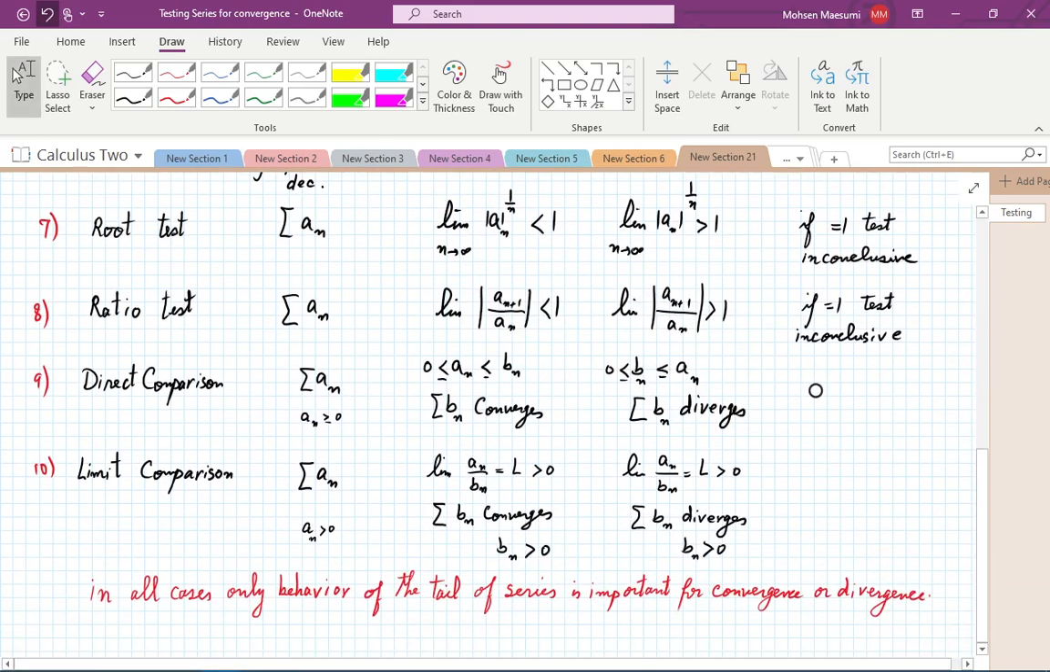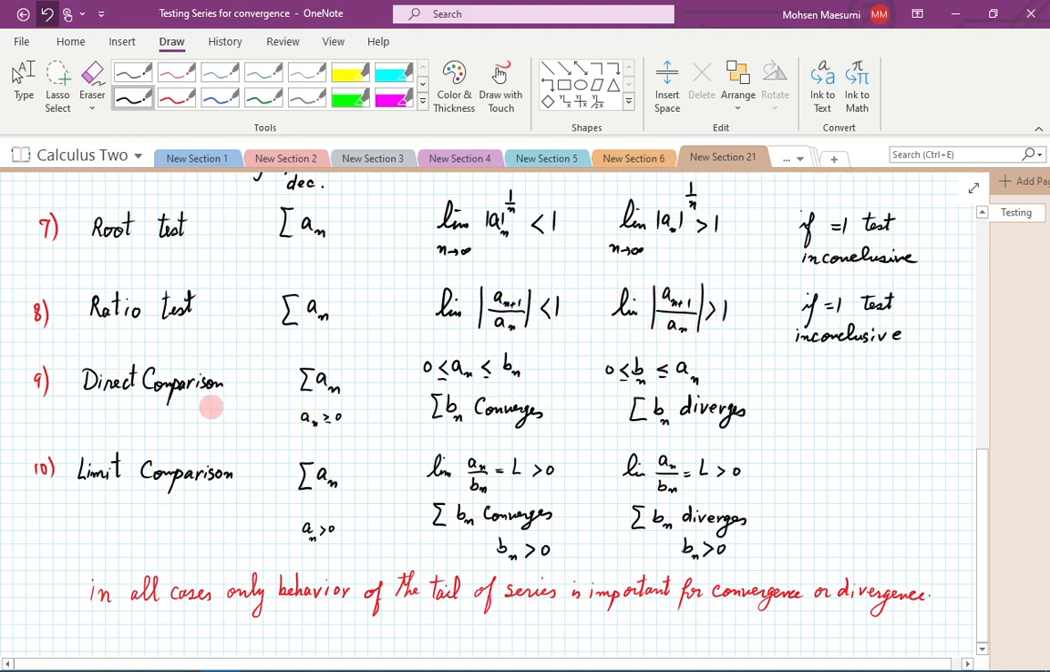The next one was the ratio test. In the ratio test, we took the ratio of the next term to the previous one and took a limit of that. If that stayed below 1, the series converges. If it's more than 1, the series is going to diverge.